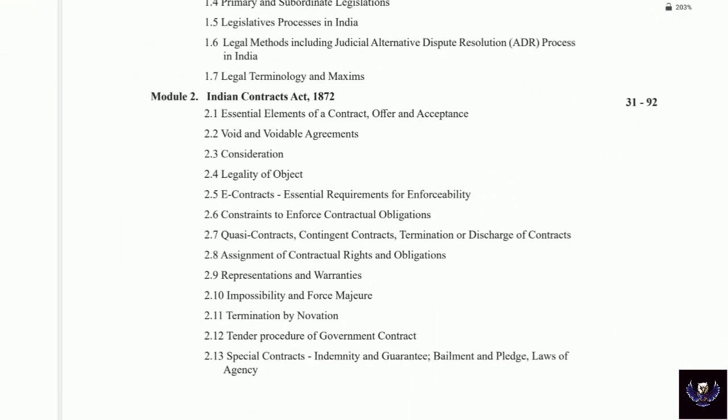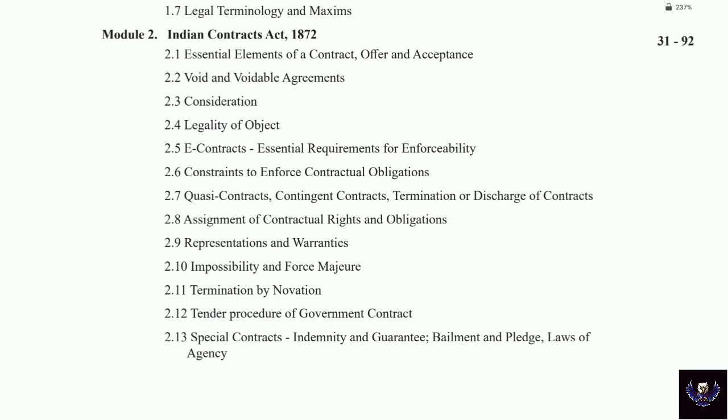When we talk about the Indian Contract Act first, see the essential elements of contract: offer and acceptance, consideration, legality of object, then quasi contracts, contingent contracts, termination of contracts and discharge of contracts, then termination by novation, special contracts. This requires special attention and has to be read clearly. That means you should not leave it with a single reading, because most of the questions will come from these topics. These topics have the highest weightage of descriptive questions and most of the chances.